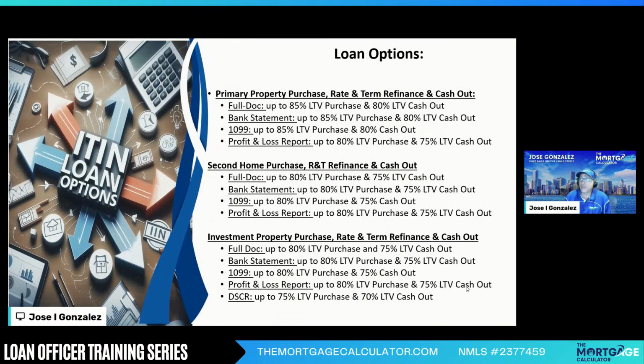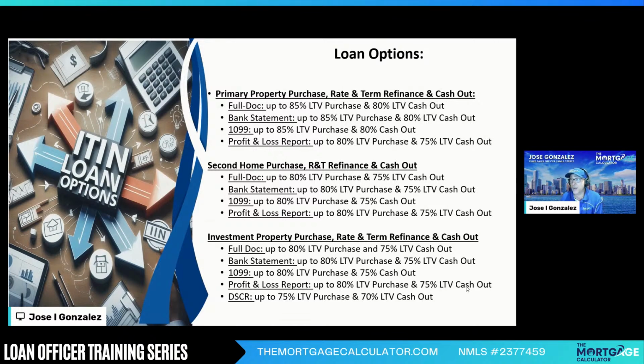So what are some of our loan options? Well, we got quite a few. You wouldn't think we have so many for ITIN, but we do. If you're looking at a primary residence, 85% is the maximum LTV for full doc, bank statement or 1099. 80% maximum for a P&L. Those are a little bit more restrictive. And then on your cash outs, 80% is the best option, with 75% being the more restrictive option for the P&L option.